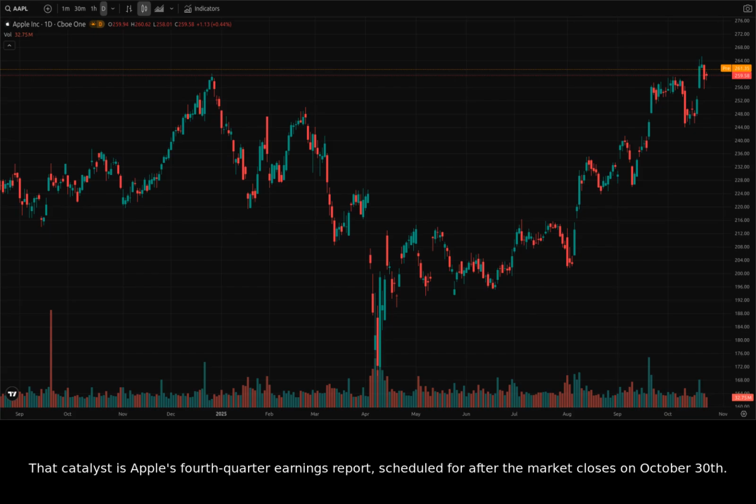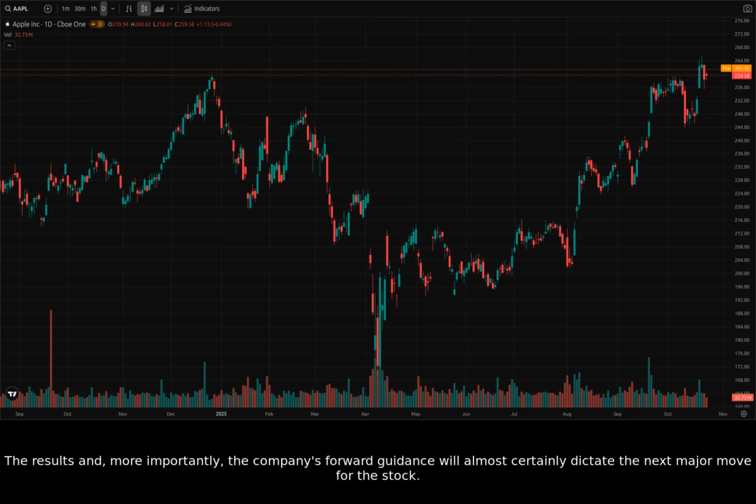That catalyst is Apple's fourth quarter earnings report, scheduled for after the market closes on October 30th. The results and, more importantly, the company's forward guidance will almost certainly dictate the next major move for the stock.